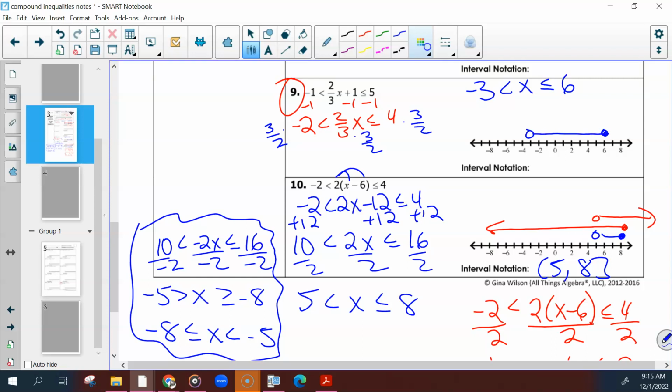If you want to do the other ones, you can. What would the interval notation be? Where does it start? Would that be a parenthesis or a bracket? Parenthesis for the first one, starting at -3. And then going to 6, and would that be parenthesis or bracket? Great. Other questions on that one?